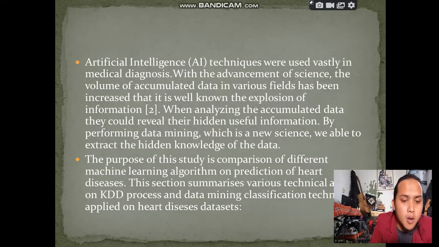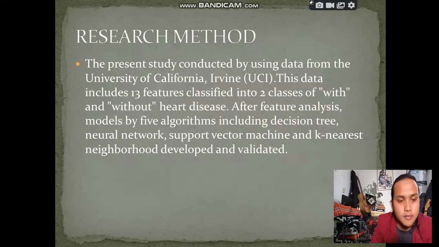The volume of accumulated data in various fields has increased. That is what is now called the explosion of information. When analyzing the accumulated data, we could reveal hidden useful information. By performing data mining, which is a new science, we're able to extract the hidden knowledge of the data. The purpose of this study is comparison of different machine learning algorithms on prediction of heart disease. This section summarizes various technical articles on the KDD process and data mining classification techniques applied on heart disease datasets.